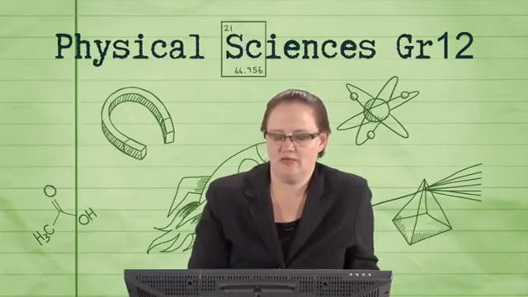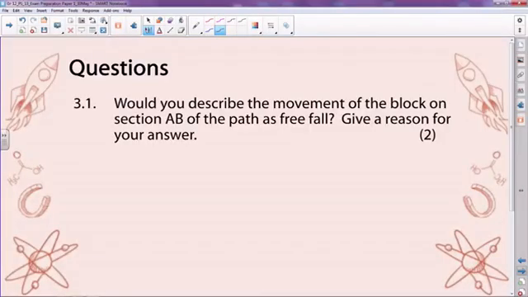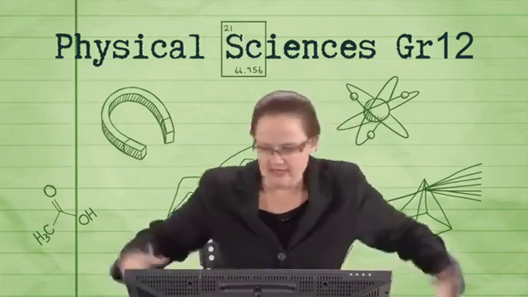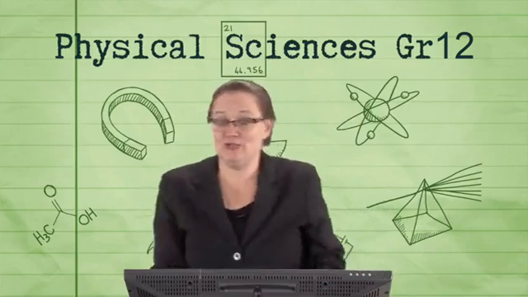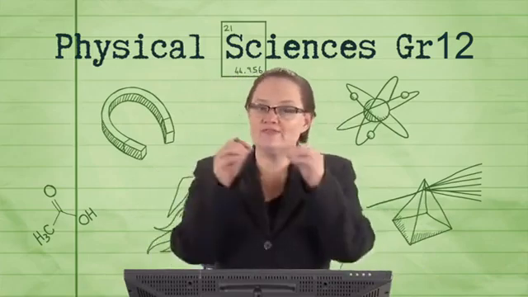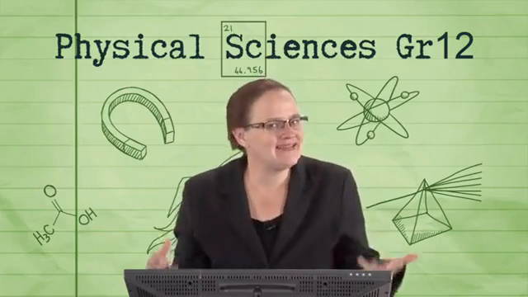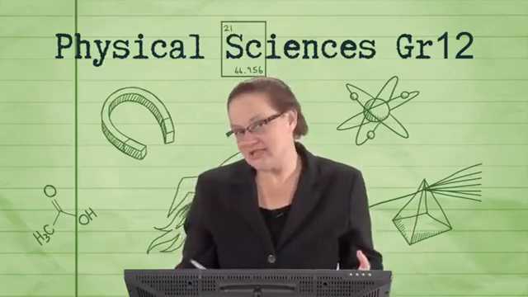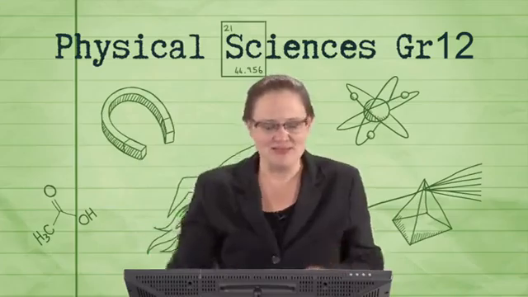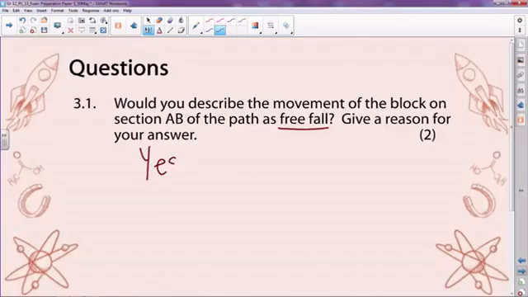Okay, so grade 12s. They said, would you describe the movement of the block on section A, B of the path as free fall and then give a reason for your answer? I'm pretty sure that a lot of you said no. And your reason for that is going to be, well, it's on a slope. It's falling on something. This is where we're testing your definition of free fall. Free fall is defined as the motion of an object when it is only acting under the force of gravity. Now, because they told me the slope was frictionless between A and B, it is absolutely in free fall. So the answer here is yes, only gravity acts on the object.